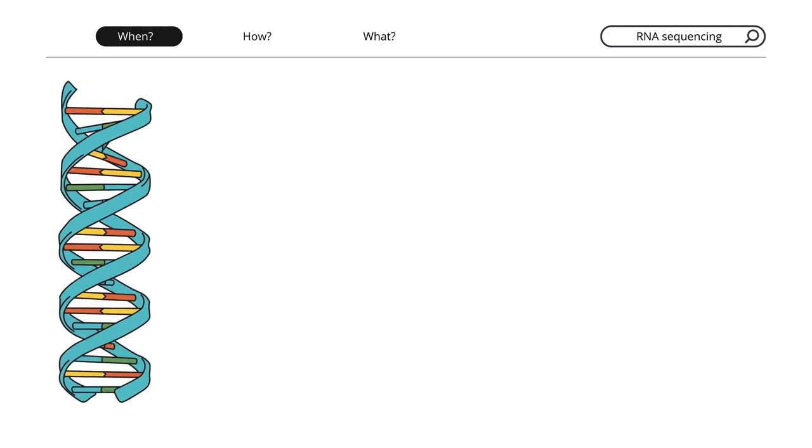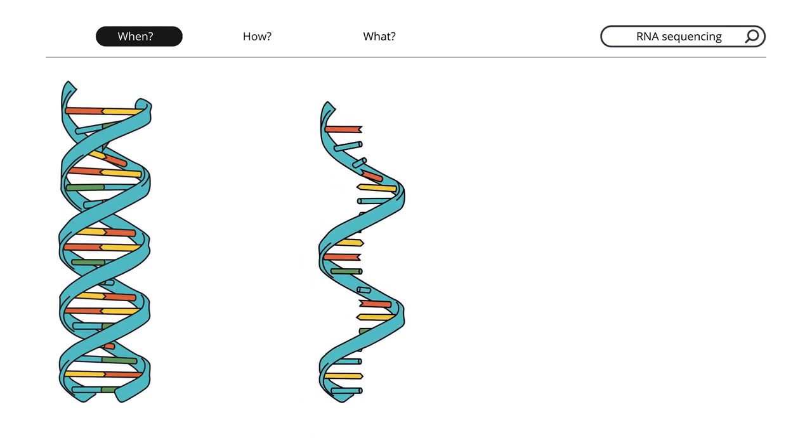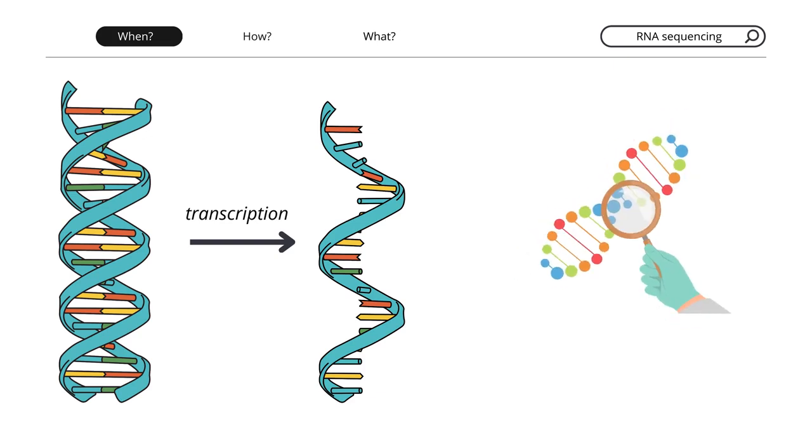Up until this point, scientists have focused on DNA, and it wasn't until 2008 that they made strides in sequencing RNA. RNA is the transcribed product of DNA and can provide an understanding of the genes that are being expressed. Here is how RNA sequencing works.